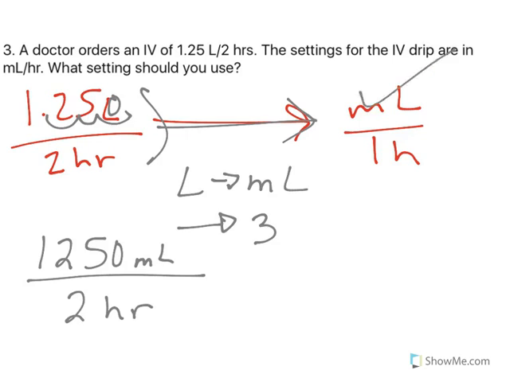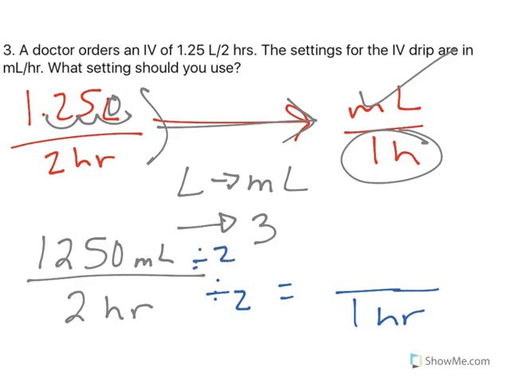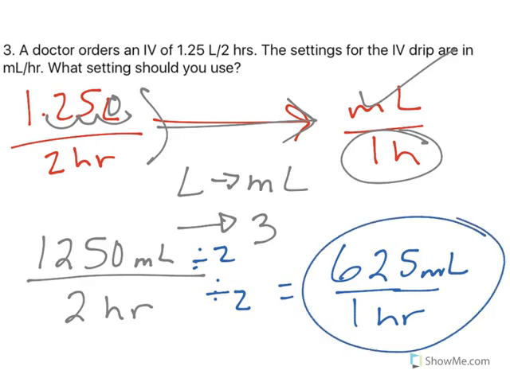Now I have the milliliters, but I need that to be 1 hour. In order to make that 1 hour, I simply divide, right? Think about it. If you want this to be a 1, we divide this bottom number by 2; 2 divided by 2 gives me 1 hour. Math is about equality, so let's also divide the top number by 2, and I end up with 625 milliliters per 1 hour. That would be the setting you would use for milliliters per hour.